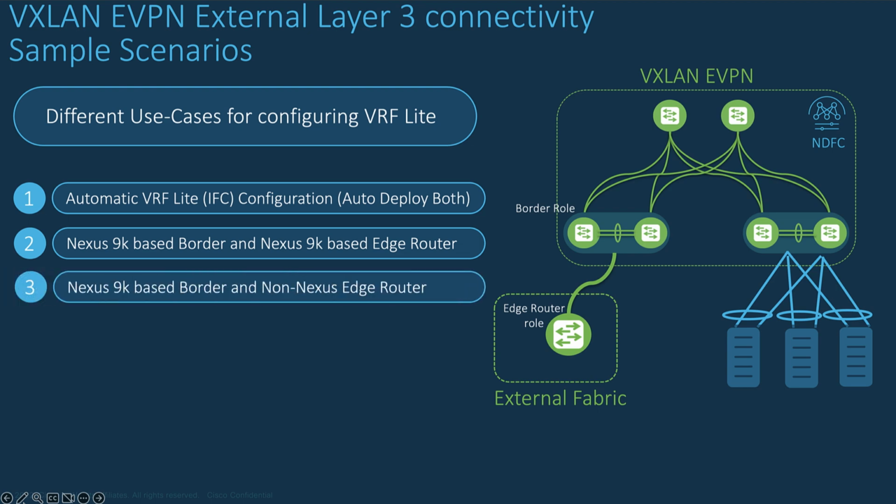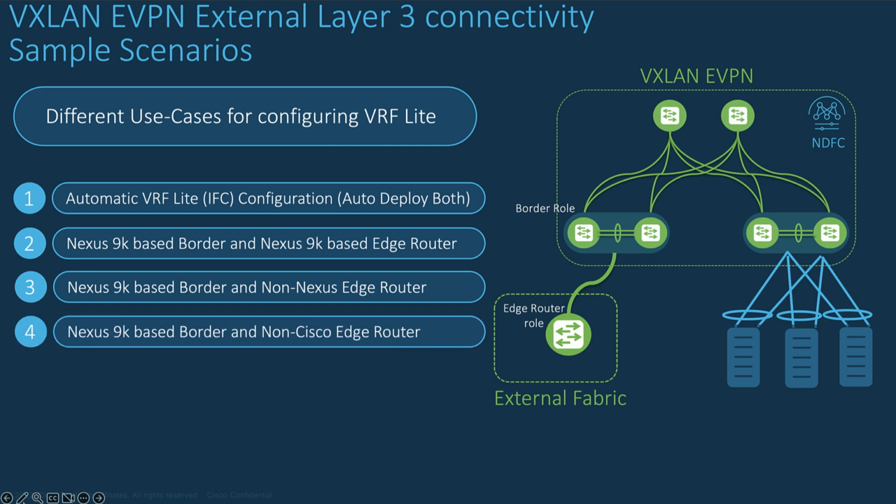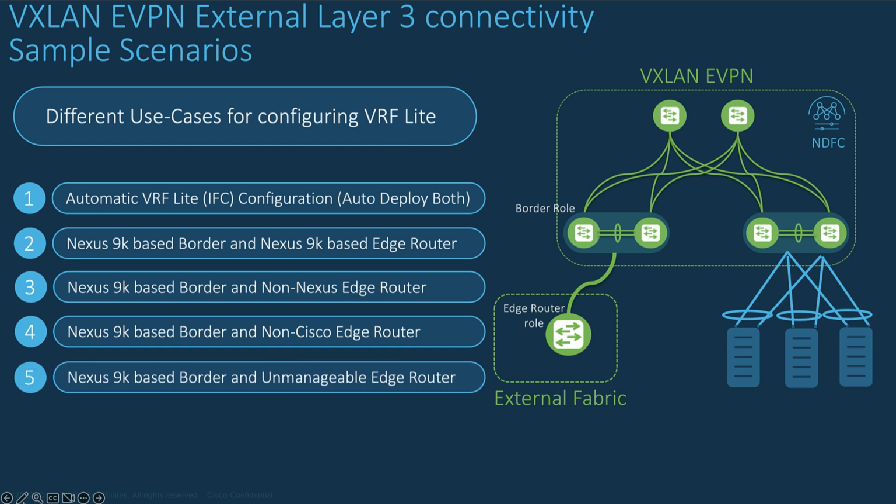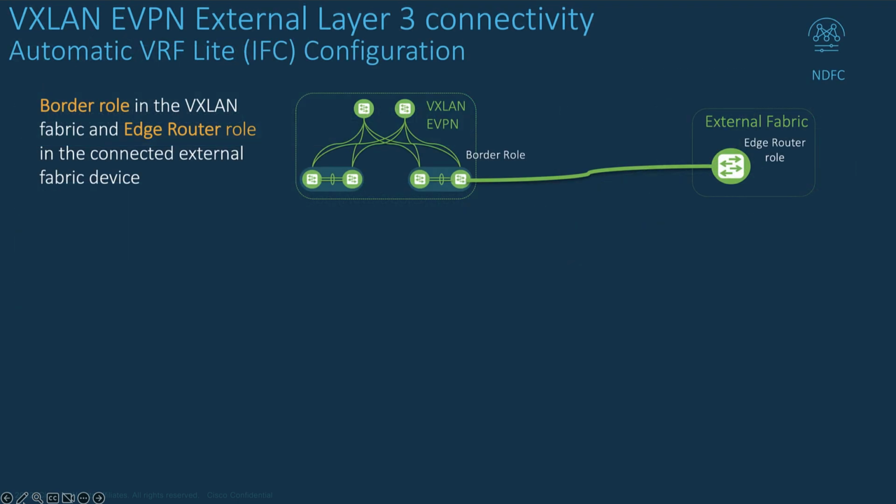The other case is if the edge router is, for example, a non-Nexus device, such as an ISR 9K, for example. And in case the edge router is a non-Cisco router, NDFC can help you to deploy the VRF-lite in a few clicks. Finally, even if the edge router is unmanageable, for example, managed by your internet provider, you can deploy your VRF-lite handoff using NDFC.